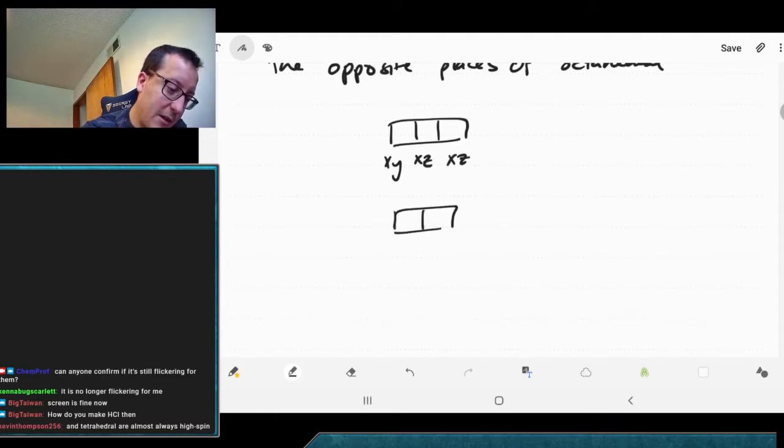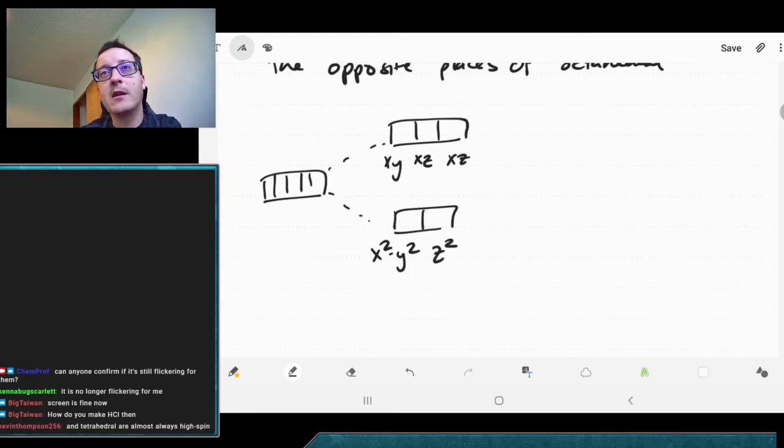When you're looking at a tetrahedral complex, you end up getting your splitting will end up essentially making your x squared minus y squared and z squared ones now the lower energy ones, and you'll have the normal 3 orbitals being your higher energy ones, because those now will be the ones that collide.